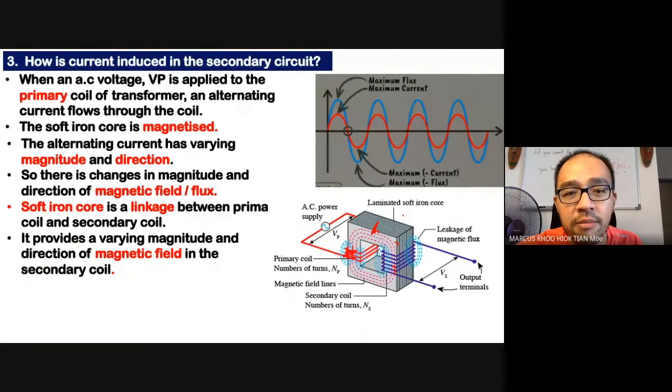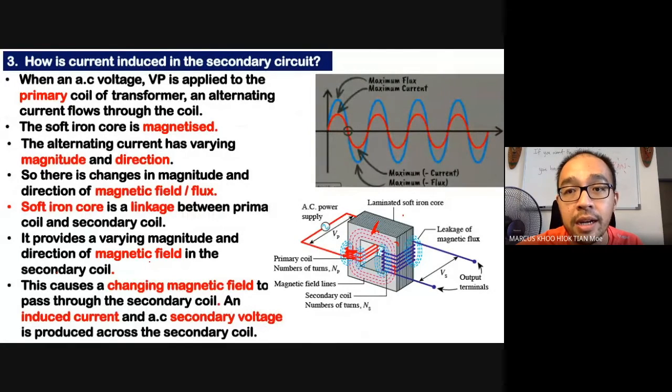Okay, it provides a varying magnitude and direction of the magnetic field in the secondary coil. And this causes a changing magnetic field that passes through the secondary coil, and so an induced current and AC secondary voltage is produced across the secondary coil. That's why the laminated soft iron core is very important.